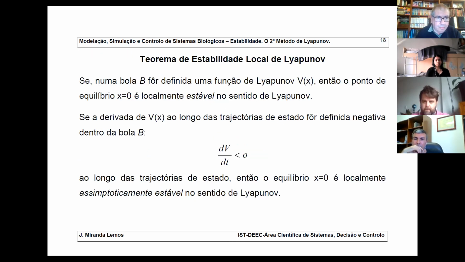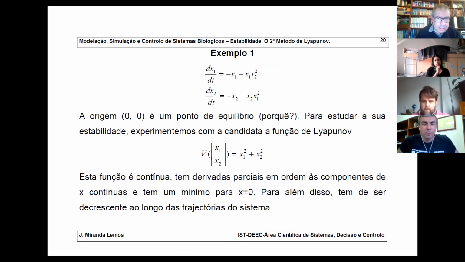Let's see one example. Suppose that you have this system. And the origin is an equilibrium point, because if you make x1 equal to 0 and x2 equal to 0, these derivatives vanish. Now let's study whether the equilibrium is stable or asymptotically stable. So I try a quadratic function on x1 and x2. I try x1 squared plus x2 squared. This is a trial.